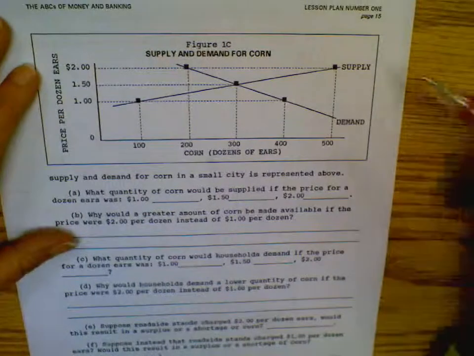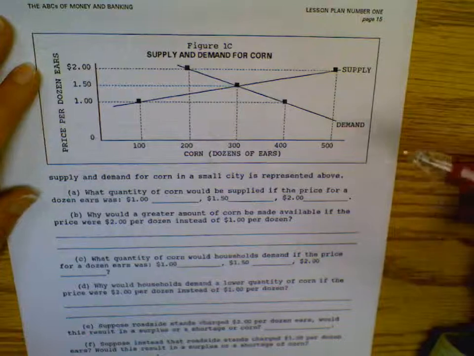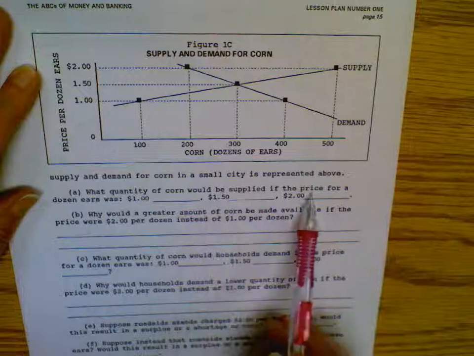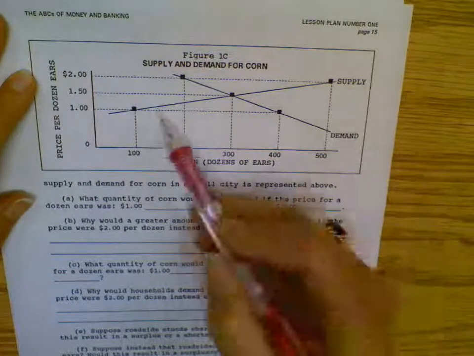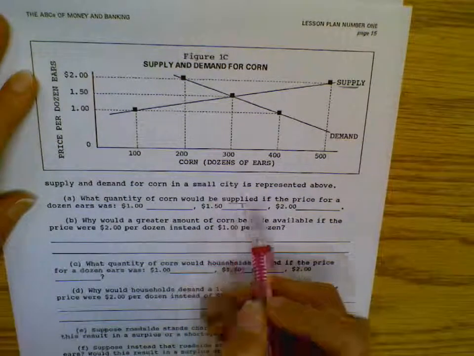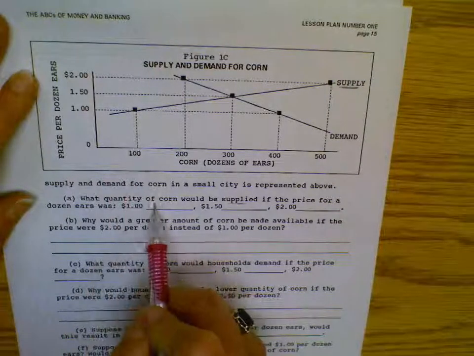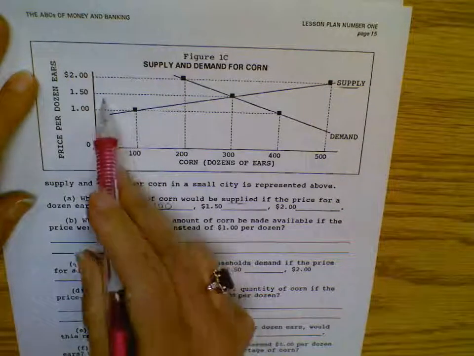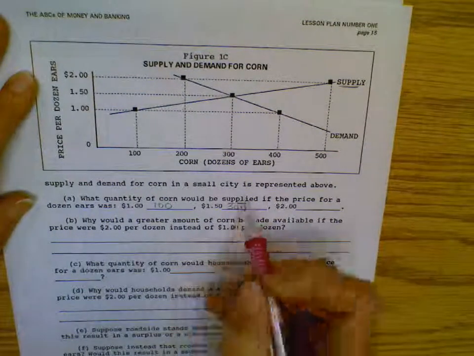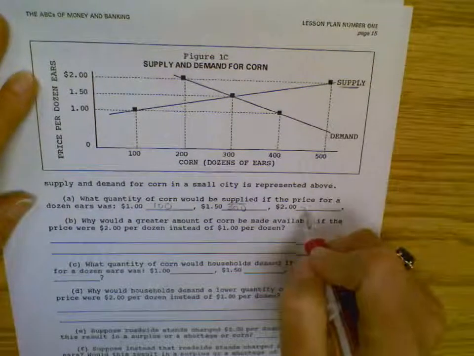Right here we have another graph, a supply and demand graph. You should be able to work through this. All you're going to do is look at what the quantity of corn would be supplied at each price. The trick here is making sure that you're looking at the correct curve. So when we're looking at this, look at this curve. So at $1, come over to the supply curve, and the quantity supplied is 100. At $1.50, coming over still to the supply curve, it's 300. And then at $2, our quantity supplied is 500.